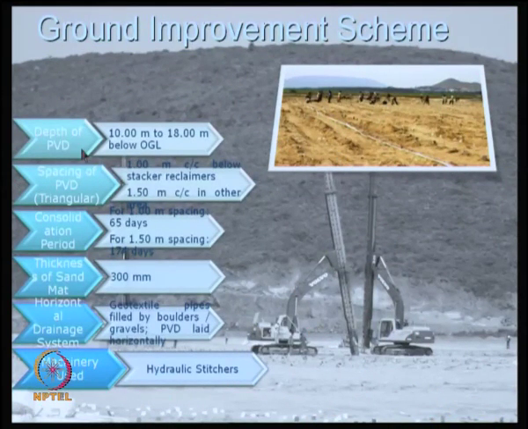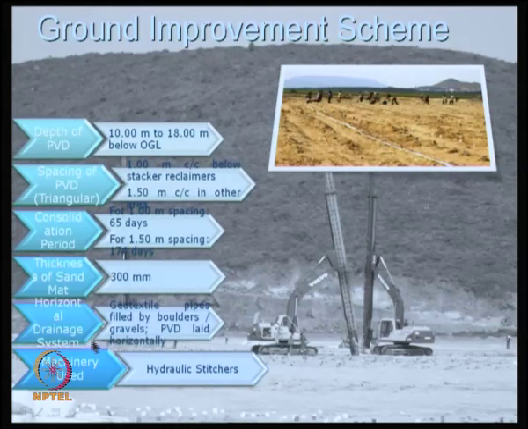So, they did the PVDs 10 to 18 meters below the original ground level. The spacing is in a triangular pattern, and the consolidation period depends on the spacing. For 1 meter spacing they have 65 days, for 1.5 meter spacing 175 days. The thickness of the sand mat is about 300 mm, as I said, a drainage layer.